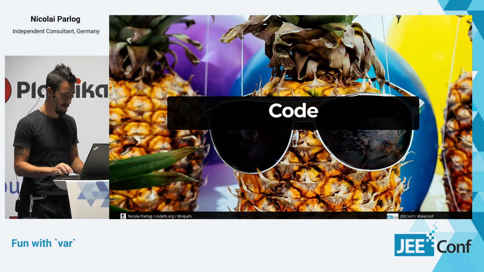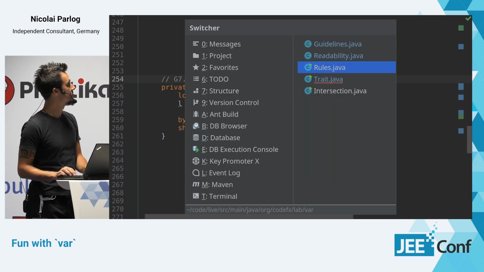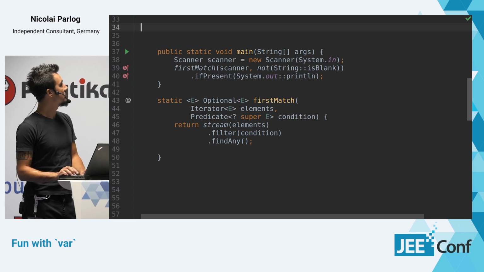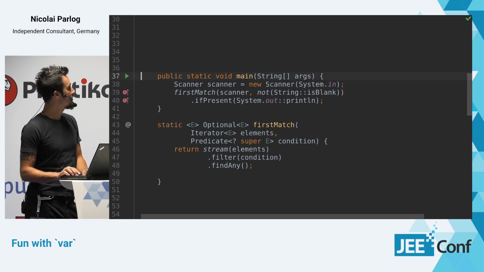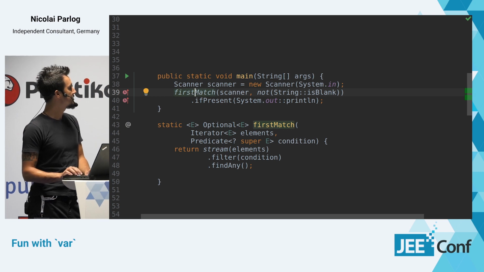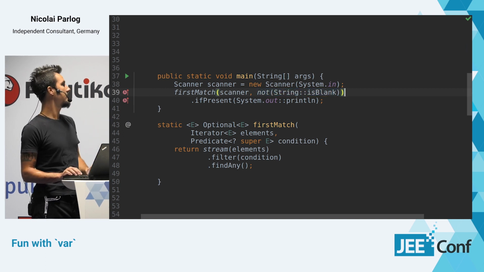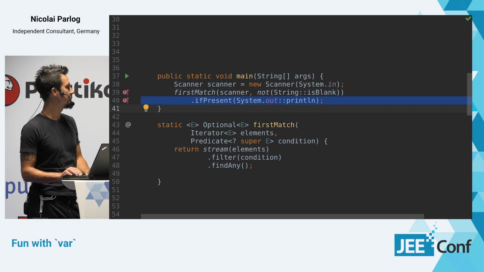Cool pineapple dude, by the way. Let's go to the intersection types. So let's start over. We have this simple piece of code here. It creates a scanner, which reads System.in. And then we have this method firstMatch here, and we look at that in a second. We give it this scanner, and we also give it a predicate that some string is not blank. And whatever comes out of that, if it's present, we print it.